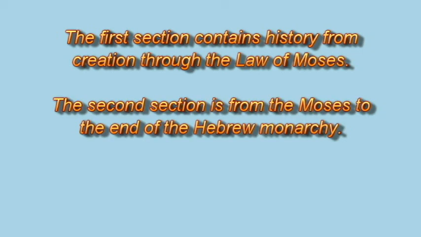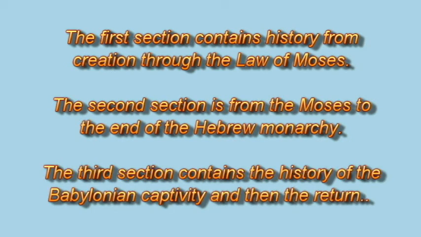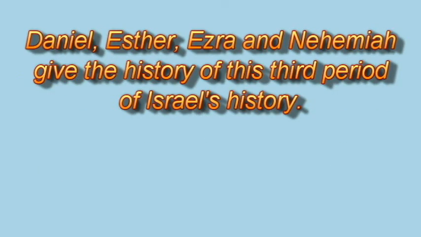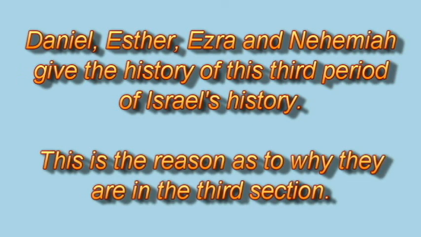The first section contains history from creation through the law of Moses. The second section is from Moses to the end of the Hebrew monarchy. The third section contains the history of the Babylonian captivity and then the return. For example, Daniel, Esther, Ezra and Nehemiah give the history of this third period of Israel's history. This is the reason as to why they are in the third section.